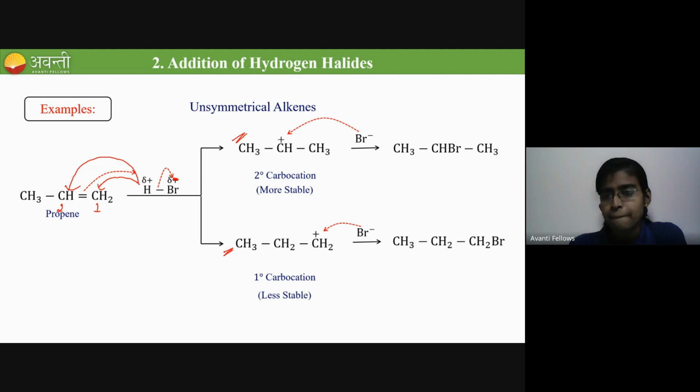Now, both the products will form, but only one will be the major and the other one will be the minor. Now, which one will be the major product and which one will be the minor product? The compound which is formed from the more stable carbocation will be the major product. Okay. So, the first product is the major one and the second is the minor one. Got it?